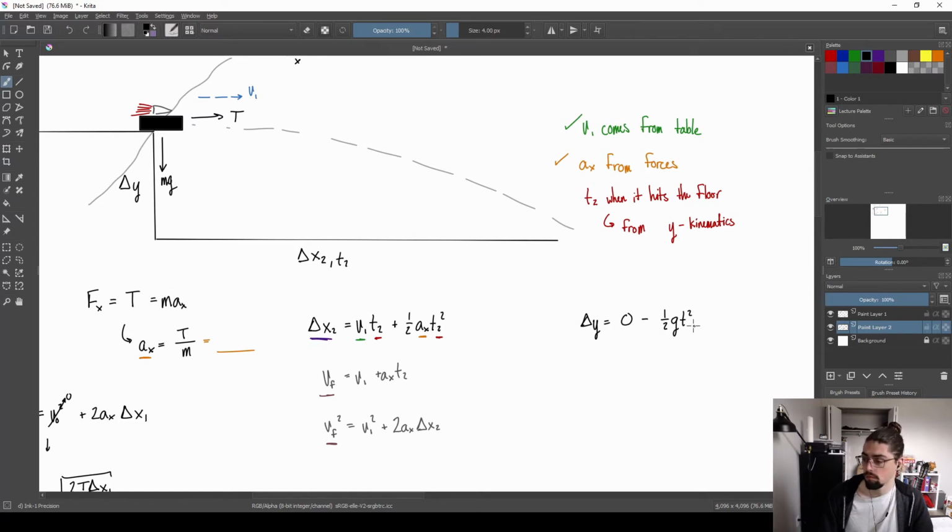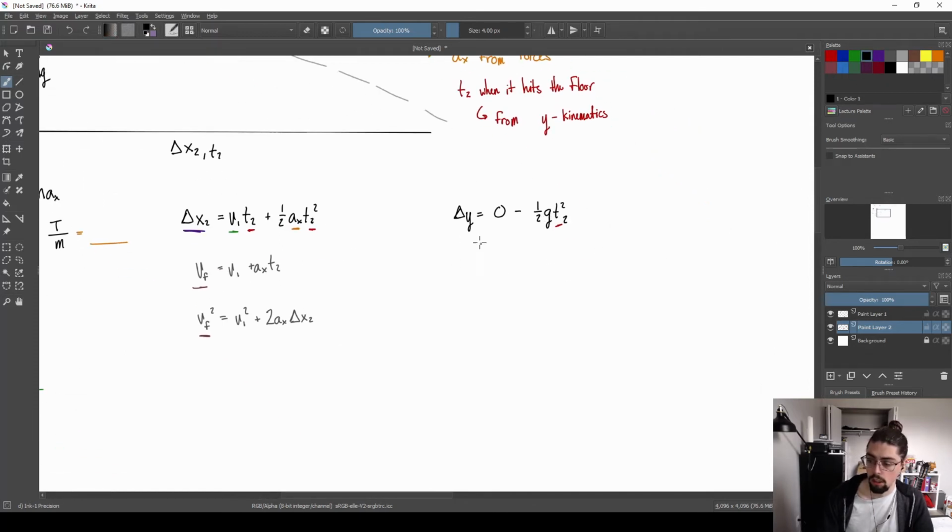So, eye on the prize here. We are looking for T2. We have delta y. We know g. Solve out for delta t, or T2. So what I would say with this one is that I could say T2 is equal to the square root, and this is all right, negative 2 delta y divided by g.